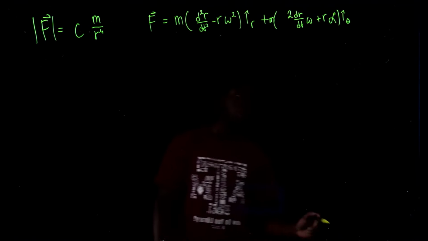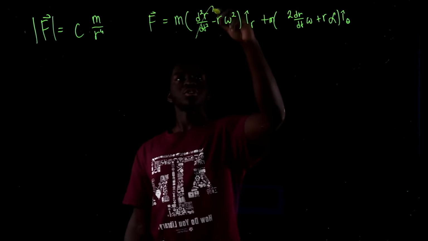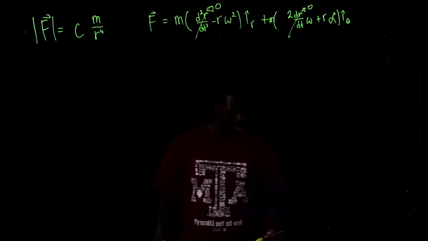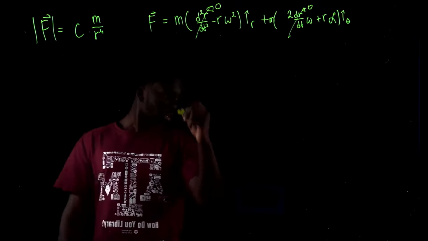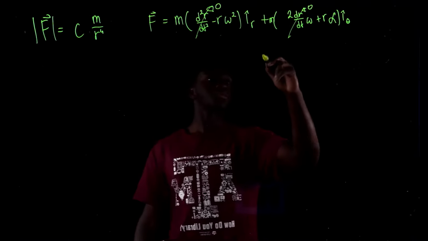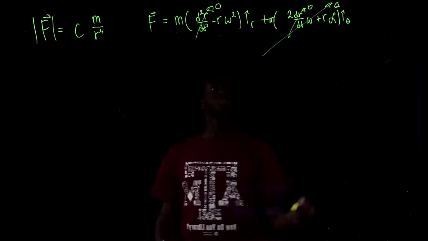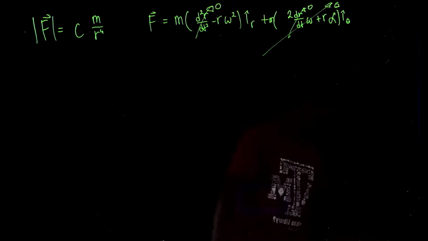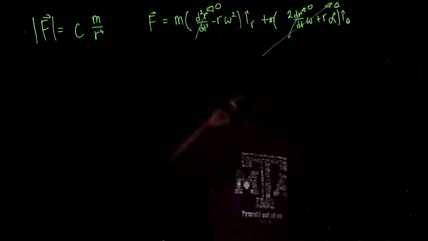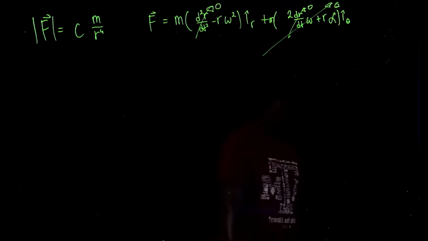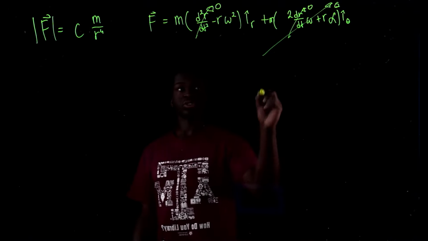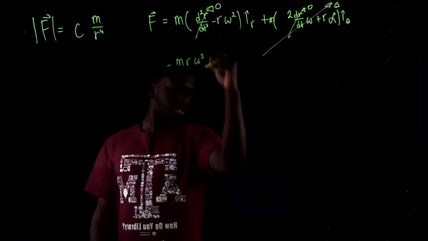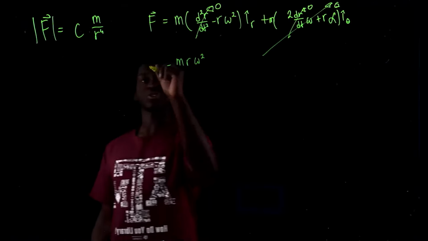They told us the r is fixed, which means it does not change. So that's going to be equal to 0. And now let's write what we have. Oh, no, this whole side is going to be equal to 0, because there's no tangential acceleration. It's just moving at a fixed r. There's no tangential acceleration at all. So the whole thing is going to be 0. So the only thing we're left with is negative m r omega squared. And that is the force.